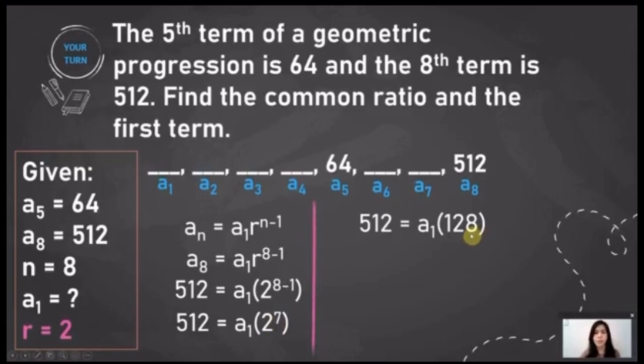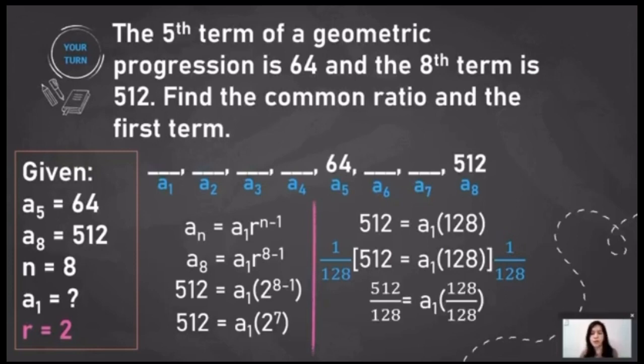Now we can divide both sides by 128, or multiply both sides by the reciprocal of 128, which is 1 over 128. Now 512 times 1 over 128 is 512 over 128. Copy a sub 1. 128 times 1 over 128 is 128 over 128. Now 512 divided by 128, that's 4. This becomes 1, and then this is a sub 1. Okay? Now our a sub 1 is 4.